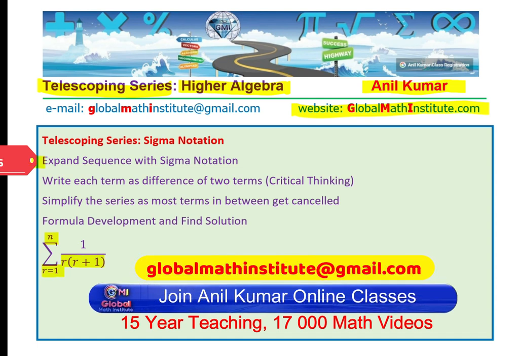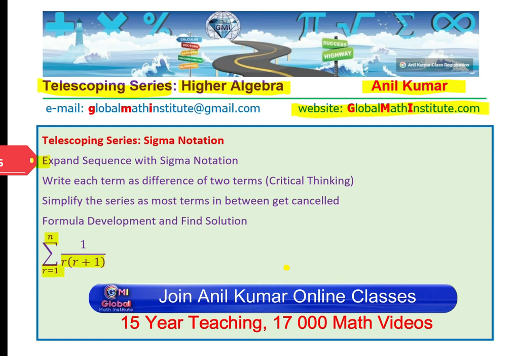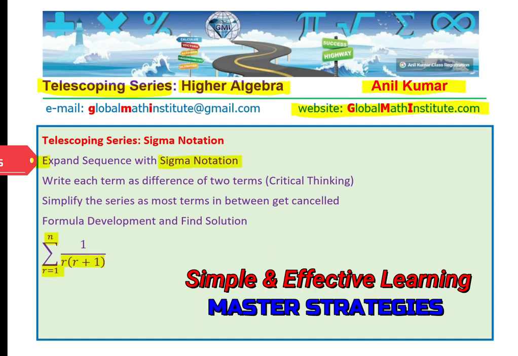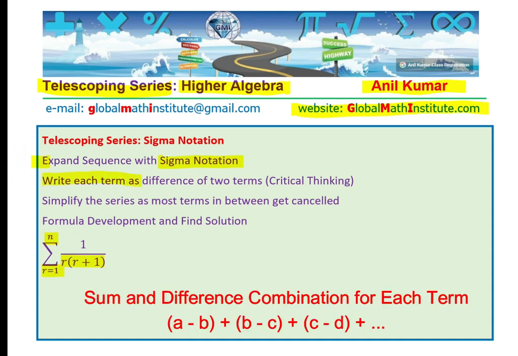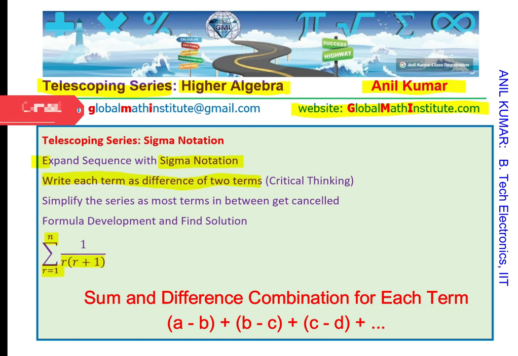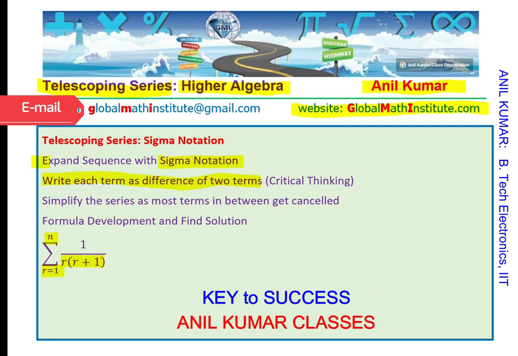First, we will understand how we expand a sequence using sigma notation, as that could be new for some of our students. Then we'll write each term as a difference of two terms. So you get an idea, let's say if you have 2 minus 3 plus 3 minus 4, like that. Now that is a difficult step, so it involves critical thinking. And that's the key to finding the solution to such problems.